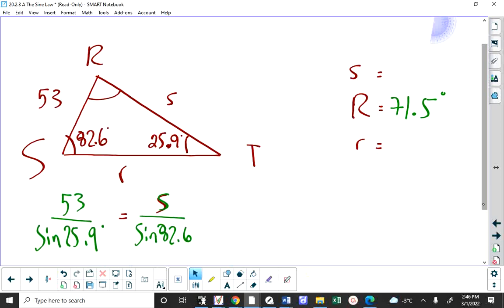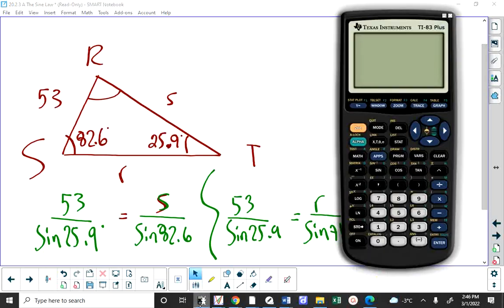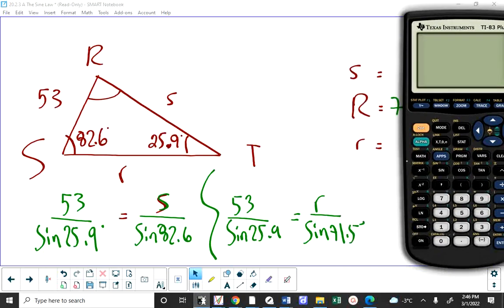And if we do the same kind of thing, we can find R. 53 over sine 25.9 equals R over sine of R, which is 71.5 degrees. There's our work. You don't need to really show anything else. You should know that to get R by itself, you'll multiply 53 over sine 25.9 by sine 71.5. It shouldn't be that onerous or that difficult of a task. I'll give you a minute to calculate R and S.